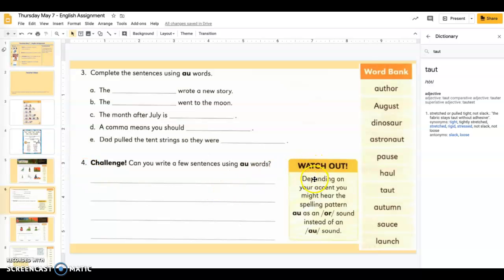Watch out. Depending on your accent, you might hear the spelling pattern as an or sound instead of an aw sound. Let's head to page 55.